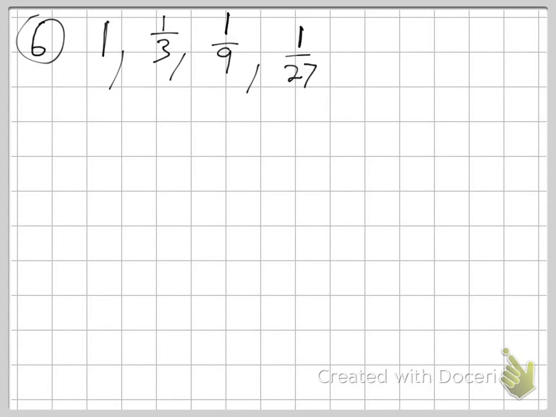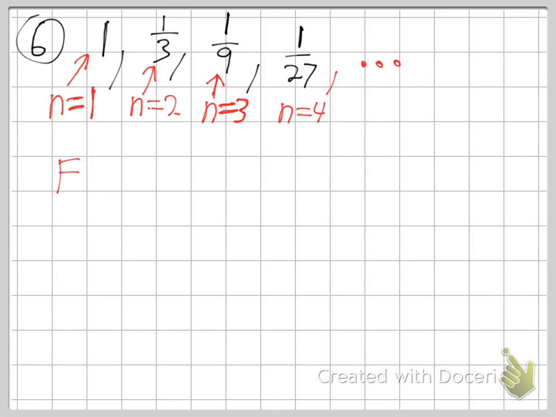So they're saying, okay, name that tune, name that formula. They're saying there's some kind of formula. We plugged in n equals 1, and we got 1. We plugged in n equals 2 and we got a third. We plugged in n equals 3 and we got a ninth. We plugged in n equals 4. We got a 27th. What in the world is that formula?